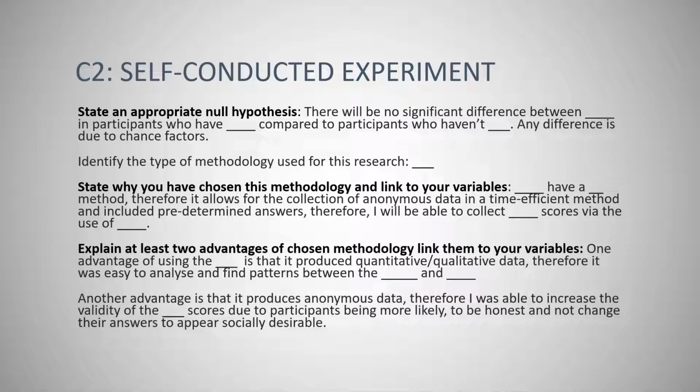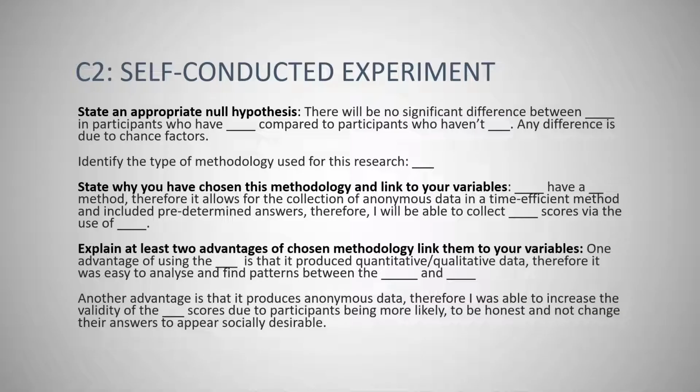So you can say, whatever you chose has a something method. Therefore, it allows for the collection of anonymous data in a time-efficient method and includes predetermined answers. Therefore, I'll be able to collect something scores via the use of something. You can tell that I haven't omitted everything because I still want you guys to see kind of how to answer it. So it being a time-efficient method and allowing predetermined answers, I'm elaborating on what I'm saying. And time-efficient methods, that is an advantage. You could probably tell it's a questionnaire or structured interview that I did.